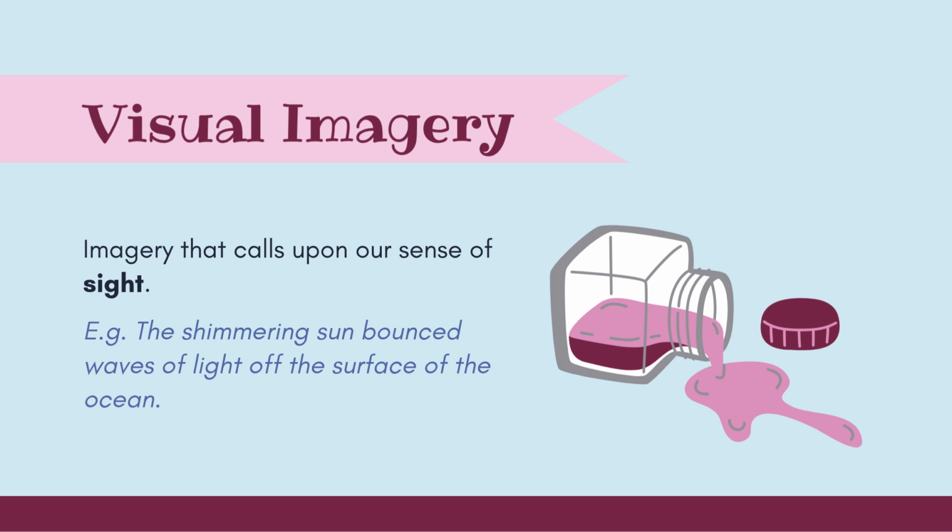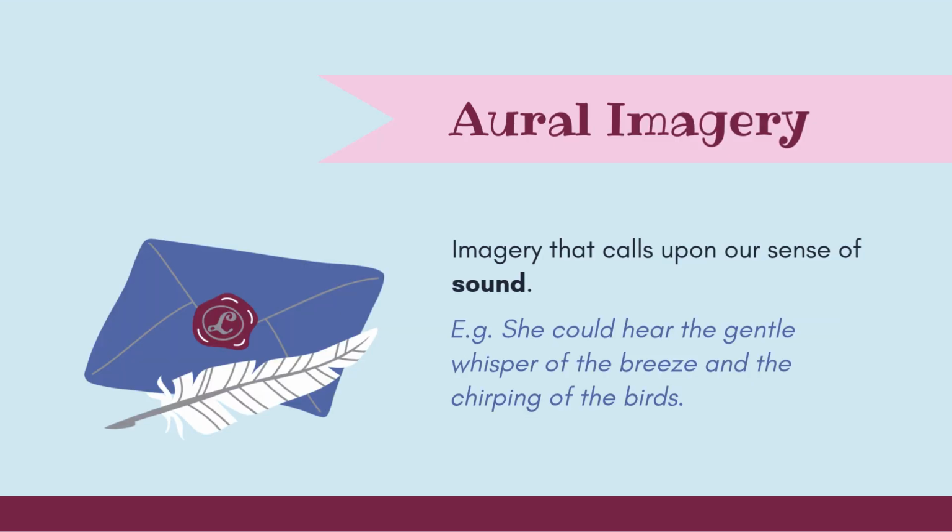Visual imagery. Imagery that calls upon our sense of sight. For example, the shimmering sun bounced waves of light off the surface of the ocean. Aural imagery. Imagery that calls upon our sense of sound. For example, she could hear the gentle whisper of the breeze and the chirping of the birds.